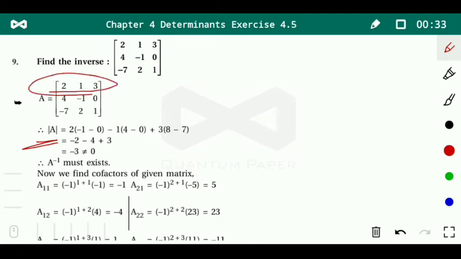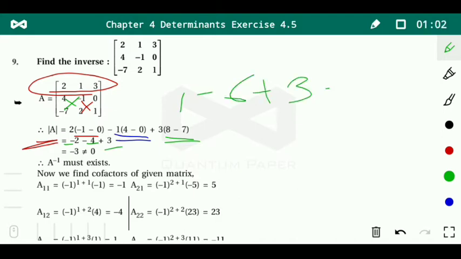So 2 bracket minus 1 minus 0, minus 1 bracket 4 ones are 4 minus 0, and then third, plus 3 bracket minus 4 twos are 8 minus 7. So minus 1 into 2 minus 2, 4 ones are minus 4, and 8 minus 7 will be 1. So 1 threes are 3. So minus 4 minus 2 will be minus 6, and minus 6 plus 3 will be minus 3. It does not equal 0. Therefore A inverse must exist.